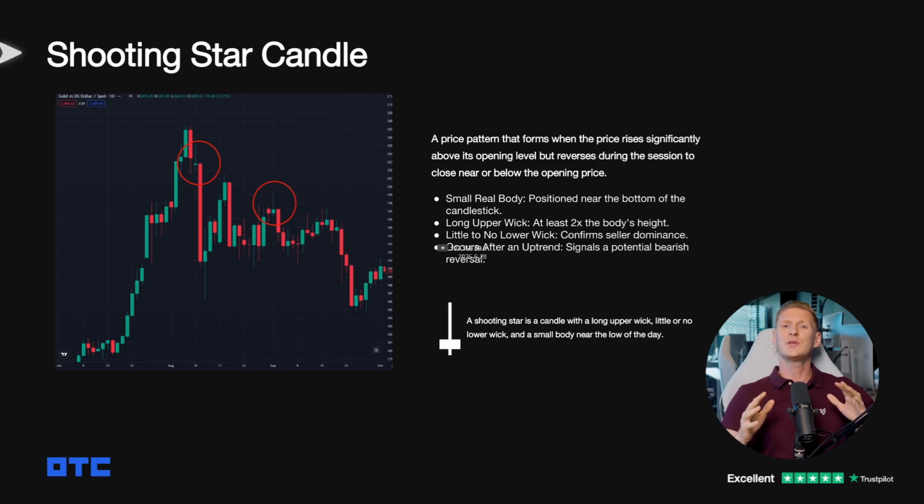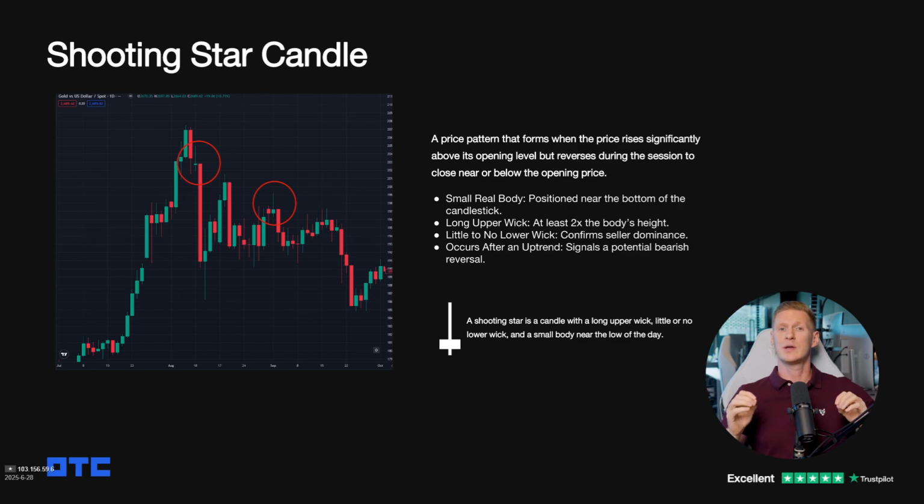Now that we have covered the hammer candle, let's move on to its bearish counterpart, the shooting star candle. The shooting star candle is the opposite of a hammer candle. It reveals a bearish price pattern that signals a potential market top and reversal. A shooting star forms when price initially surges well above the opening, showing strong buying activity. But by the end of the session, sellers take over, driving the price back down to close at or below the opening level. This shift in control signals a possible trend reversal.